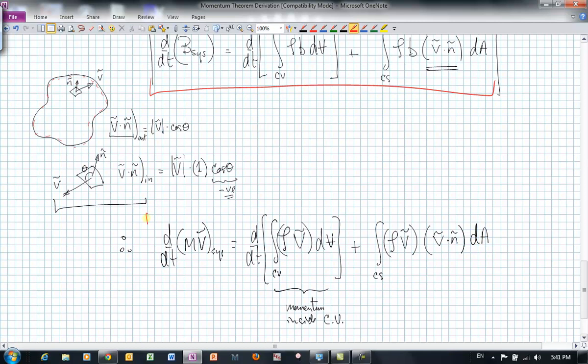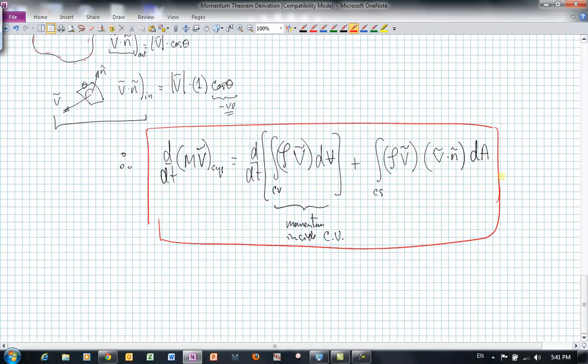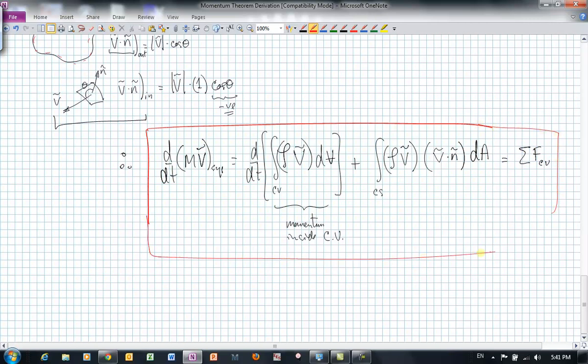General form of conservation of momentum. We also call that guy, oops, actually sorry, it's not quite the final form there. All this of course is equal to the sum of the forces on the CV slash system. Okay. This is the form of conservation of momentum that we refer to as the momentum theorem. And it is the general form.